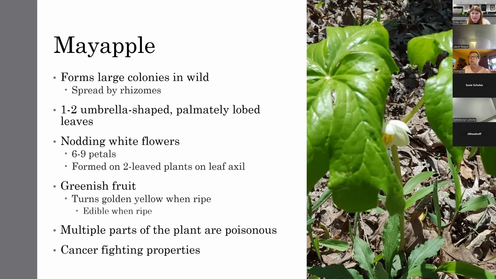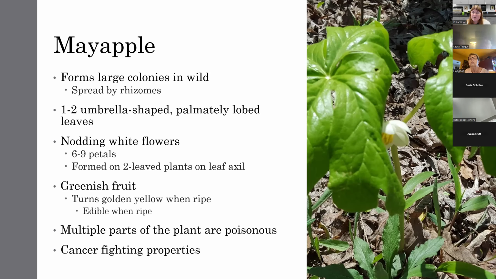Now, it has this palmate shaped leaf. If it just has one leaf, that's an immature plant. If it has two leaves, then that plant is usually mature and will produce a flower. But only the two-leaved plants are going to produce the flower. The one leaf will not. So they'll produce this nodding bell flower, a white flower.